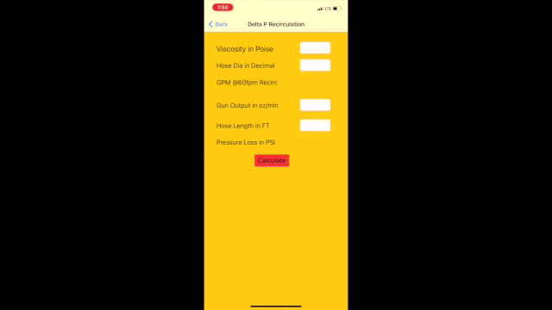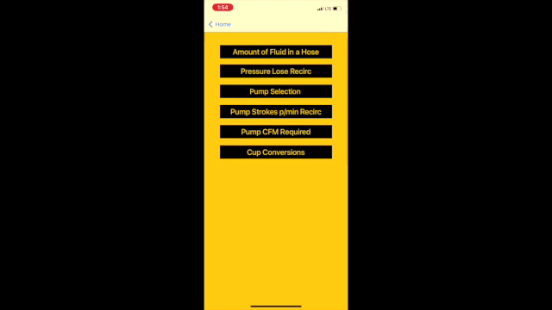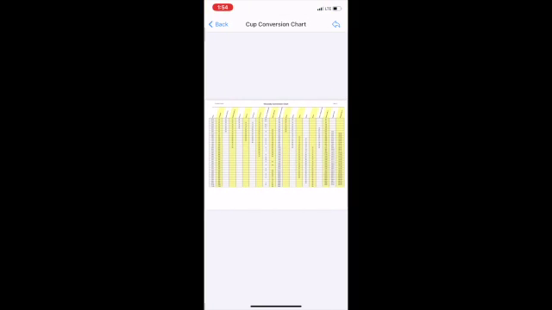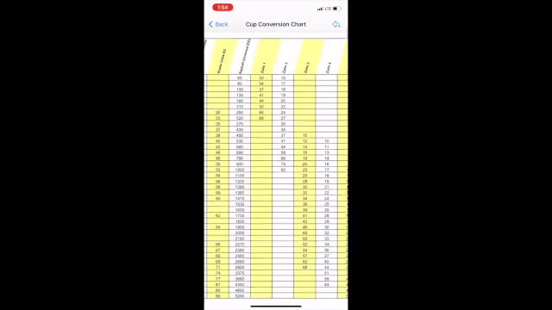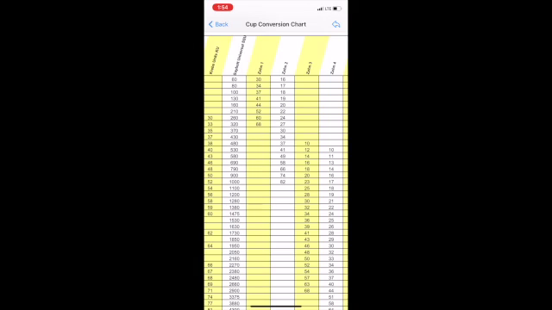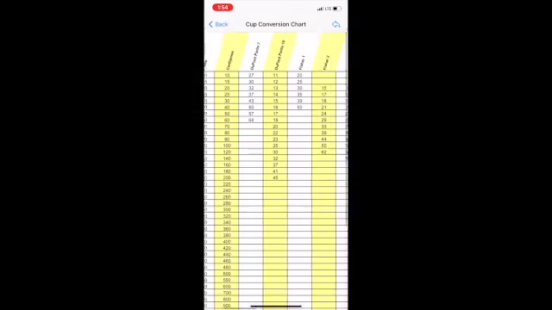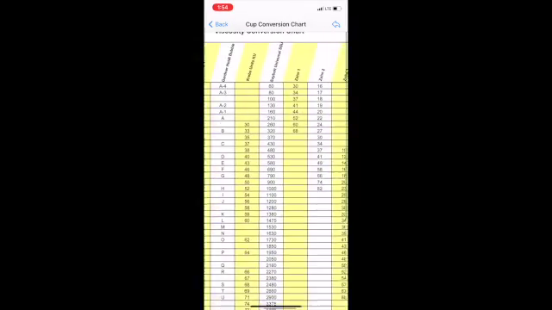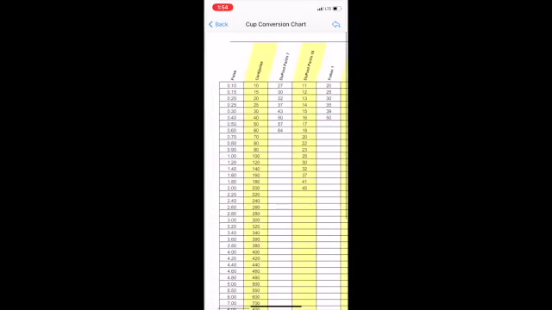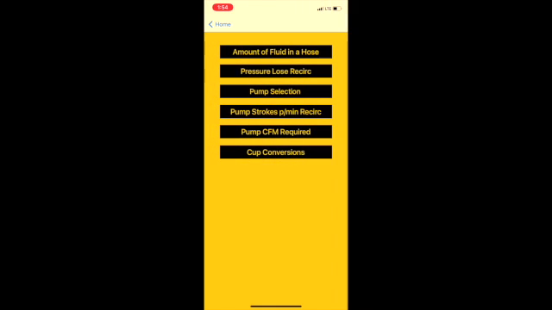The next thing we look at is pressure loss. The first thing is viscosity in poise. If you do not know this, use the cup conversion. Let's just assume that we got a Zahn 2 at 27 seconds. Go over and find the Zahn 2, and then you're going to slide back to the left and convert it to the poise. In this case, it's 27, and it goes over and it's 0.6 poise.